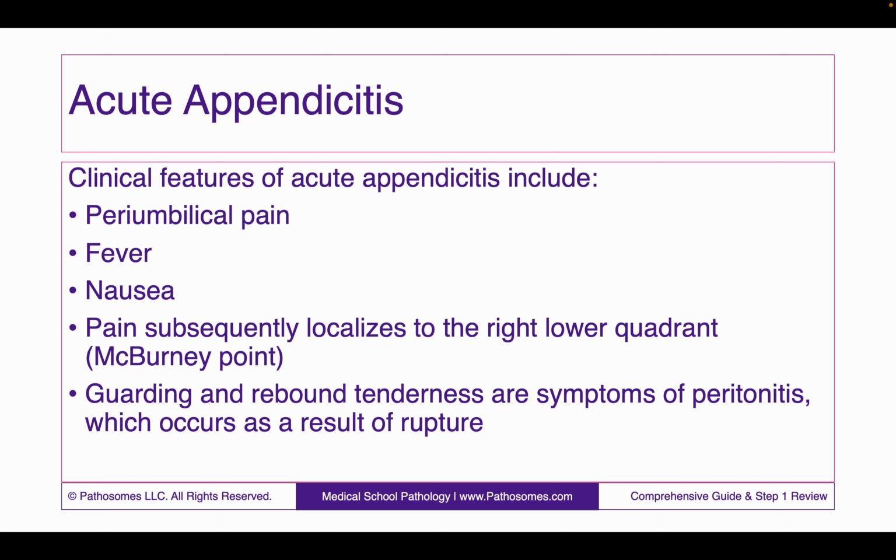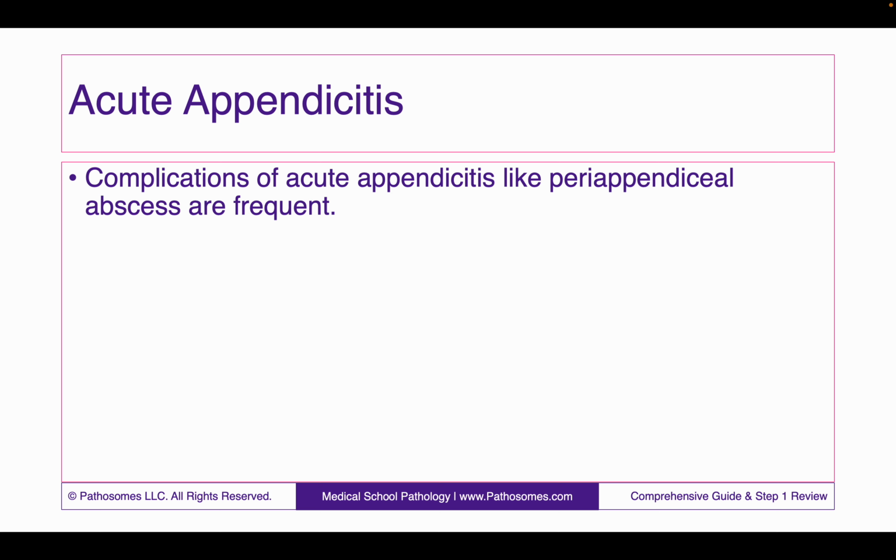Now pay attention to this because this is very important. The clinical features of acute appendicitis include periumbilical pain, fever, nausea, pain that subsequently localizes to the right lower quadrant, right? McBurney point, and guarding and rebound tenderness are the symptoms of peritonitis, which occurs as a result of rupture of the appendix due to acute appendicitis. Complications of acute appendicitis include a periappendiceal abscess, and those are frequent.